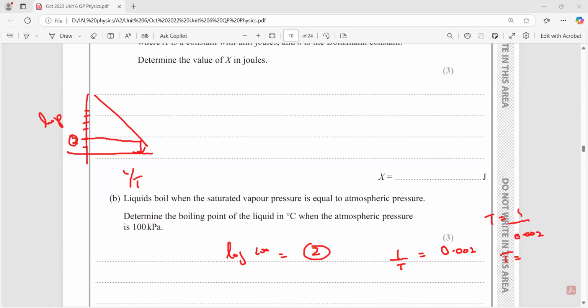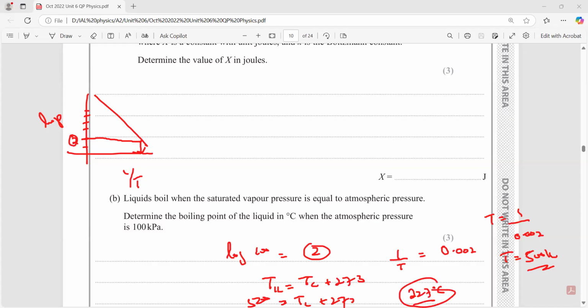1 divided by 0.002 is 500. So I will write T equals 500, but that is in Kelvin. The question needs the answer in degrees centigrade. We know temperature in Kelvin equals temperature in degrees centigrade plus 273. So I have 500 there, and this will be plus 273. On the other side it will be minus 273. So 500 minus 273, and I'll get 227.